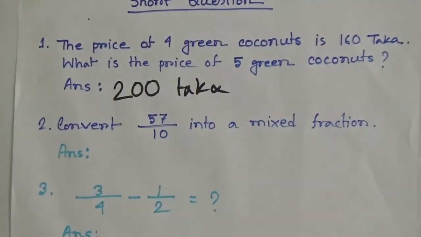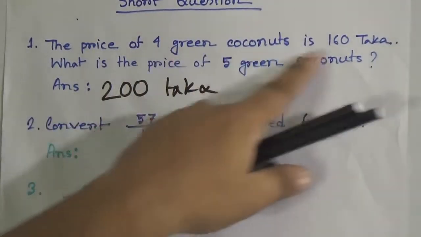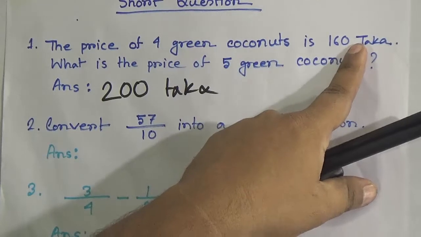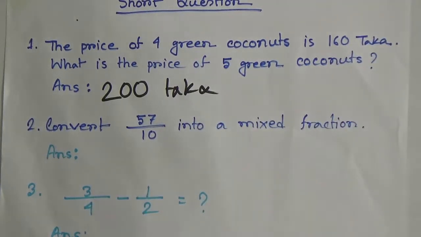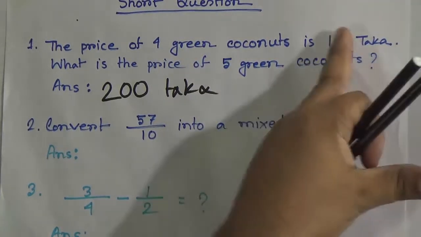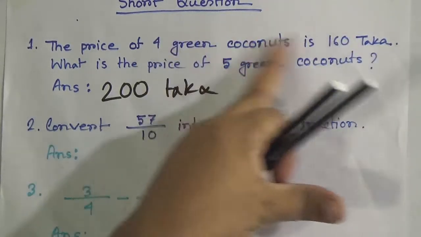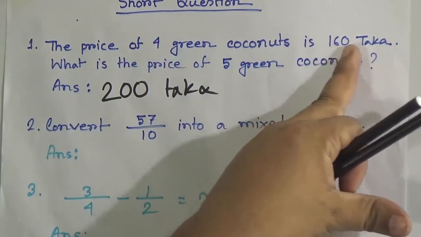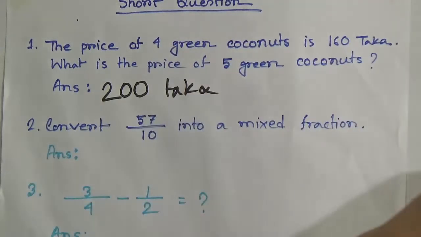I repeat, the price of 4 green coconuts is 160 taka. So how can we find the price of 1 coconut? We divide this 160 by 4. 160 divided by 4 and we get 40. So 40 is the price of 1 green coconut. Then we multiply 5 with this 40 to find the price of 5 green coconuts. Now 5 zeros are 0, 5 4s are 20. This 200 taka is the answer.